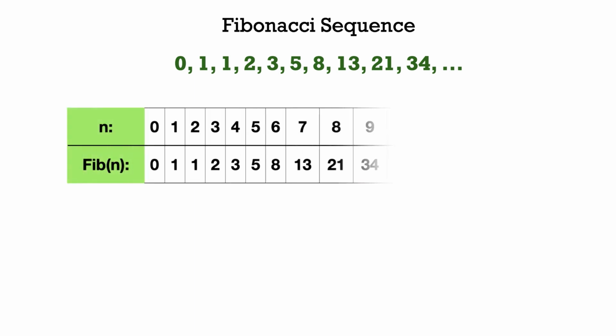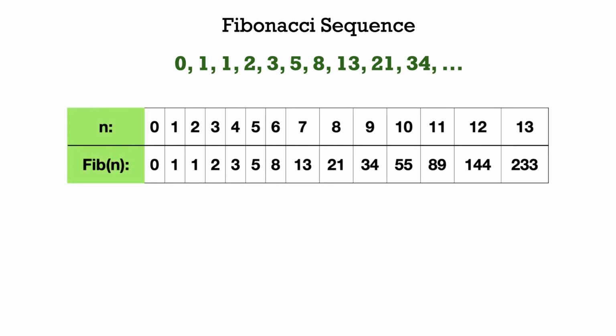In the Fibonacci sequence, the next number is found by adding up the two numbers before it. Here are the first 13 Fibonacci numbers. As we can clearly see, the first two numbers are 0 and 1. The next number is found by adding up the two numbers. Next number 1 is found by adding the two numbers before that. That is 0 plus 1 equals 1.